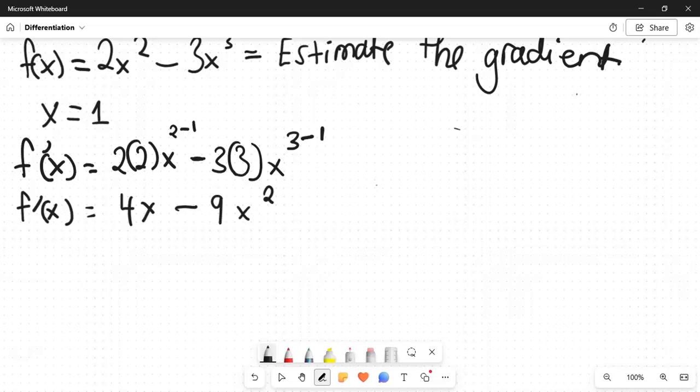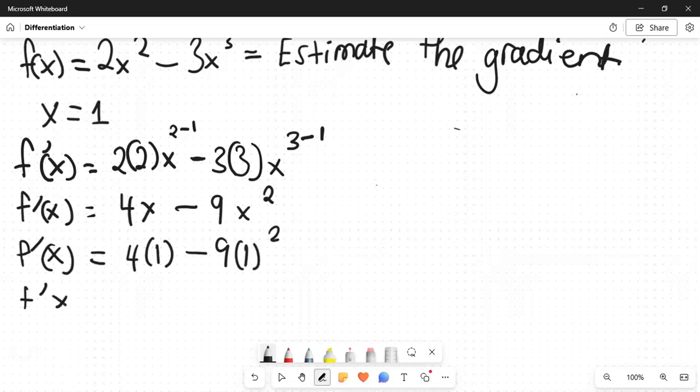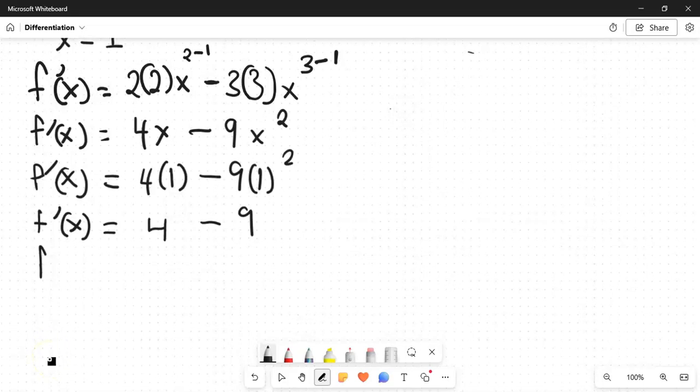Now we substitute, we plug in 1 into our new equation. So it'll be f dash x is equal to 4 times 1 minus 9 times 1 squared. Then f dash x is equal to 4 minus 9. And our gradient is equal to negative 5.